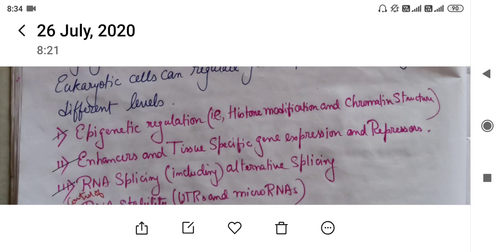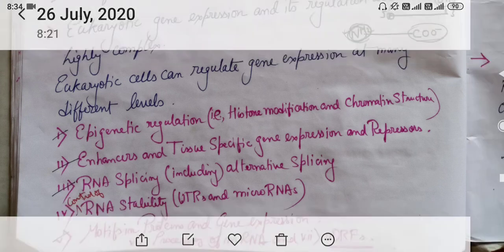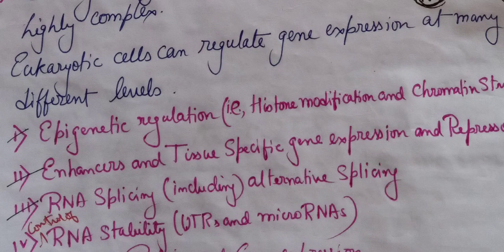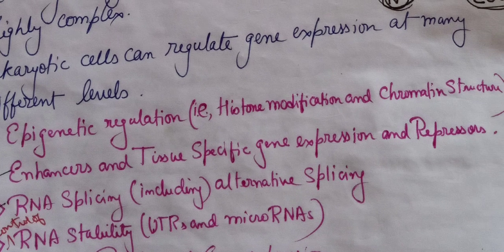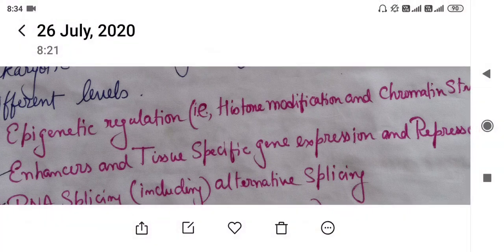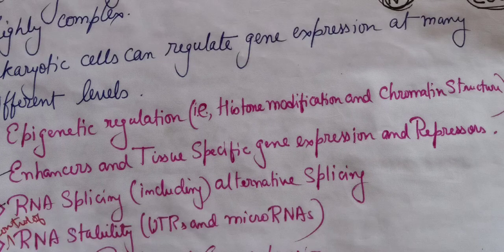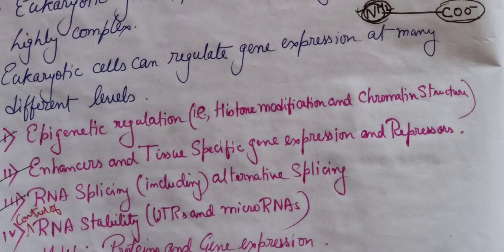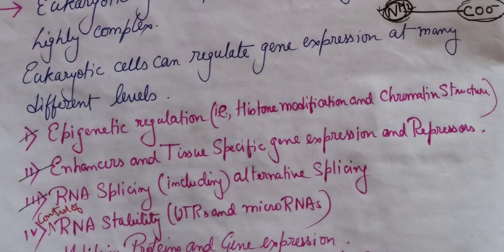Okay, so your first level is epigenetic regulation. Epigenetic regulation is related to histone modification and chromatin structure. You have studied in genetics about the nucleosome model, right? And that nucleosome is formed from the histone proteins. There were histone and non-histone proteins associated with the DNA to form the nucleosome.